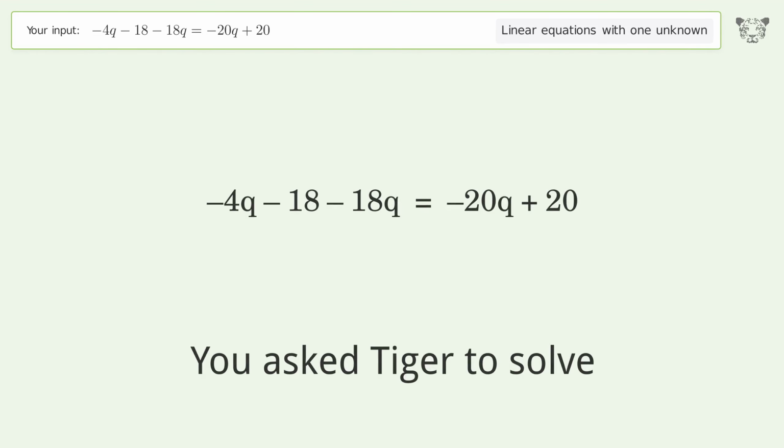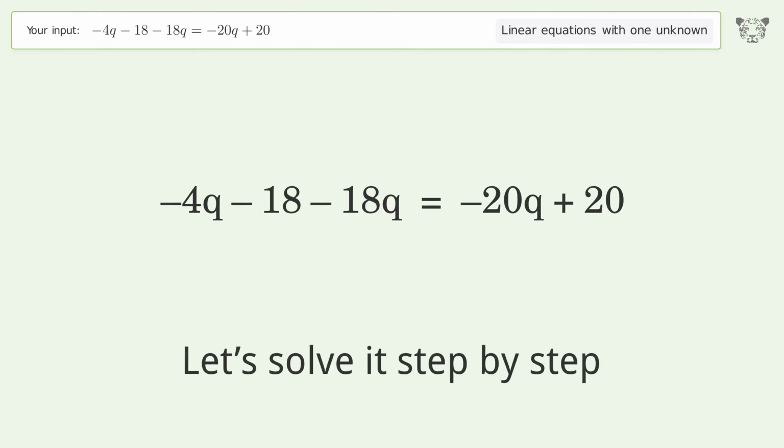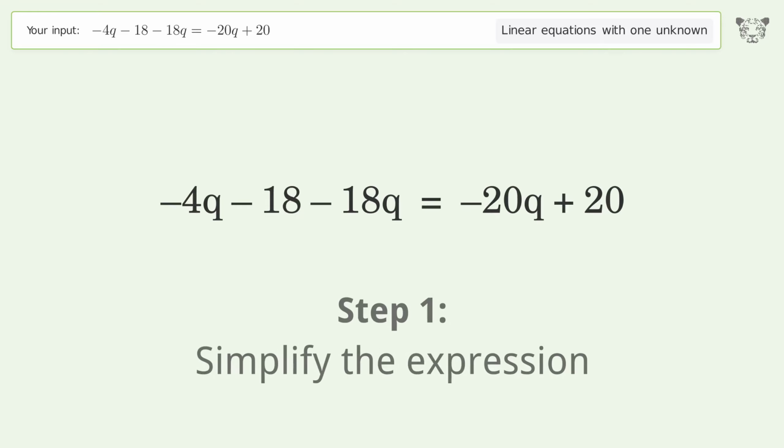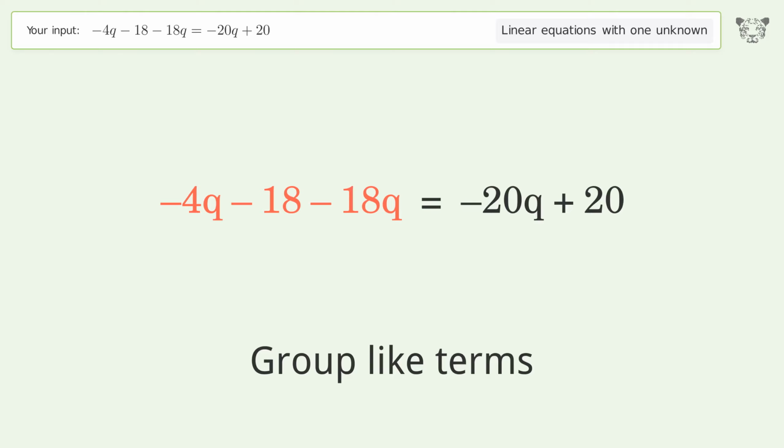You ask Tiger to solve. This deals with linear equations with one unknown. The final result is q equals -19. Let's solve it step by step. Simplify the expression. Group like terms.